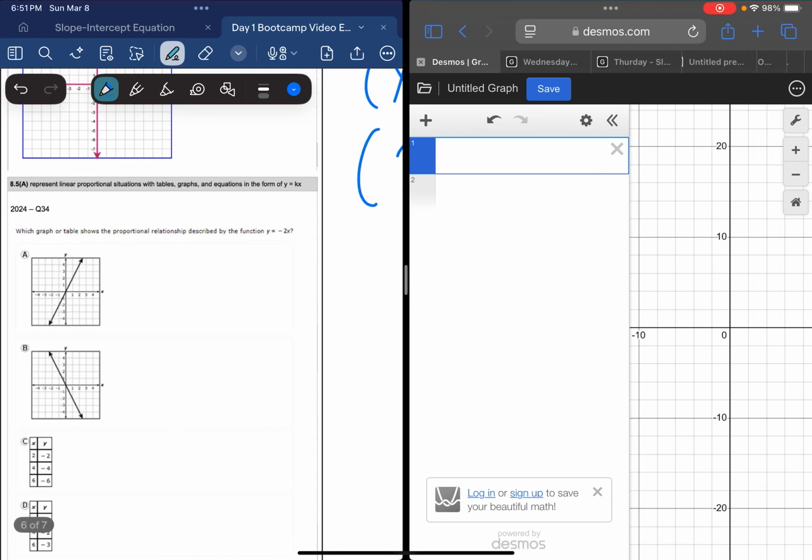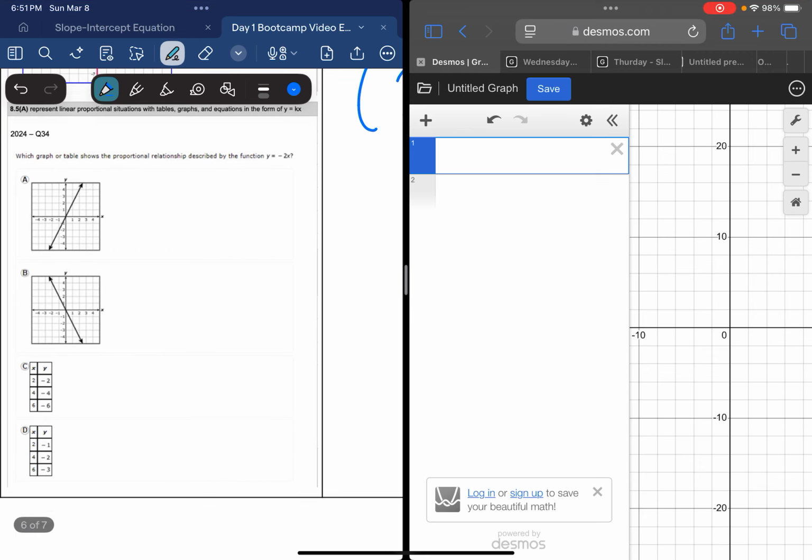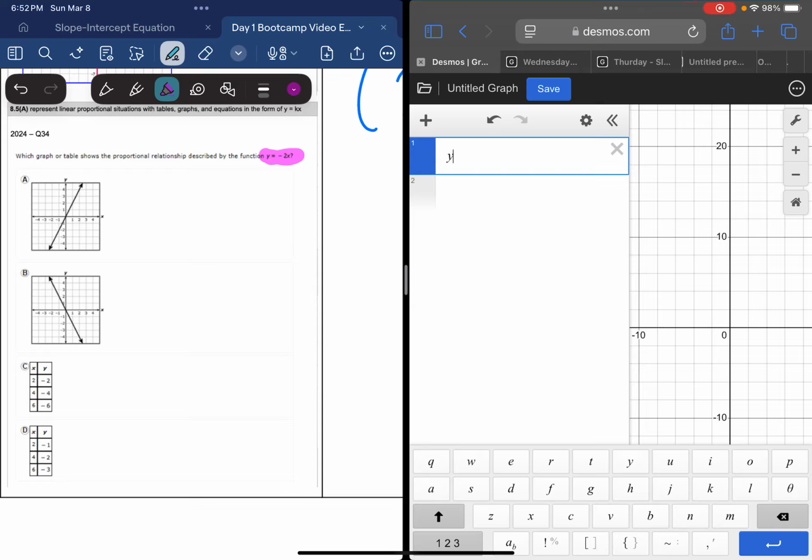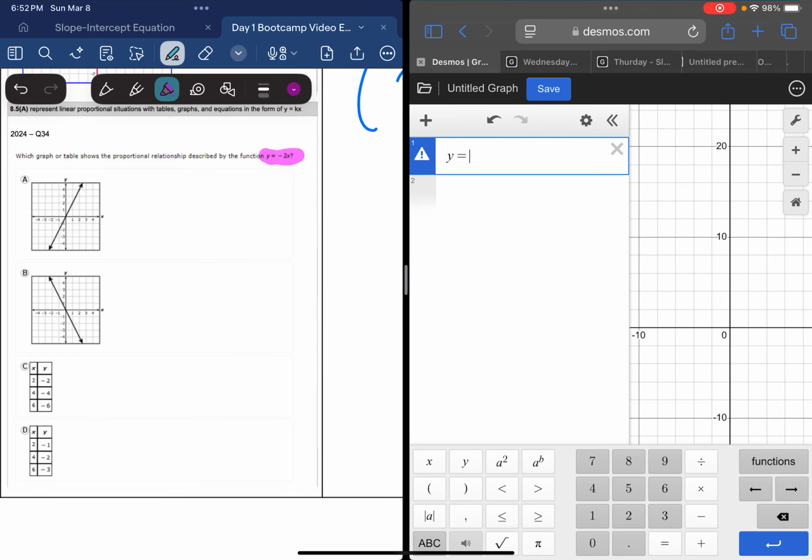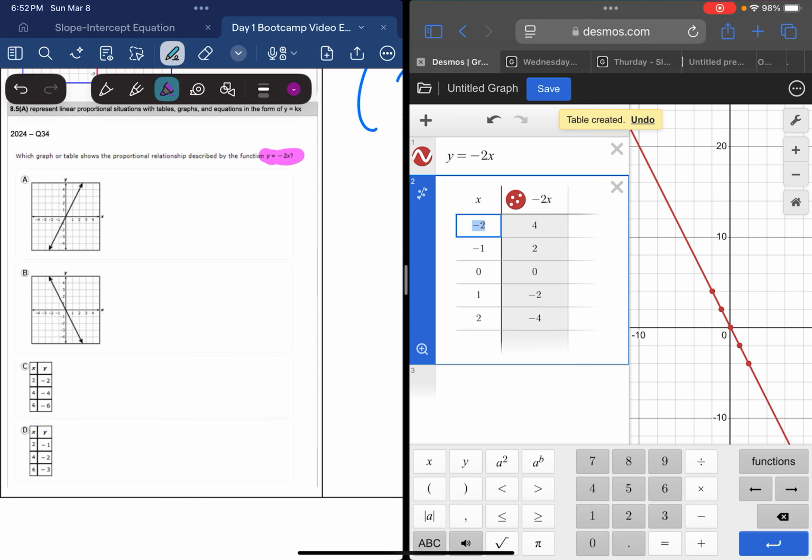Okay, next question. Which graph or table shows the proportional relationship described by the function y equals negative 2x? Okay, so I'm going to go ahead and put that equation into Desmos, y equals negative 2x. And then I'm going to hit settings, and I'm going to hit table. Okay, so it's going to give me a graph, and it's going to give me a table. All I have to do now is to match them up. Which of these matches up?